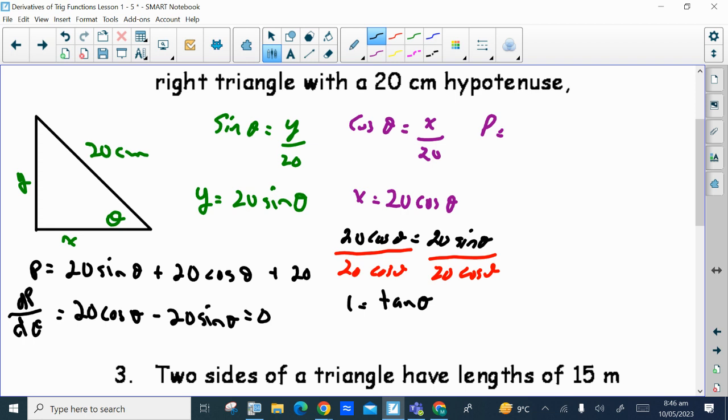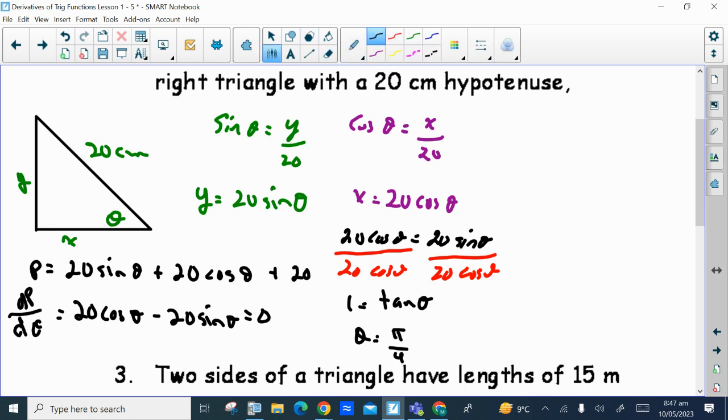Okay, because theta has to be an acute angle, because this is a right triangle, the only place we're going to look at is where the tan of theta equals 1 in the first quadrant. And that'll be at pi on 4 radians. Now, we are told that we want to find the maximum perimeter. So that should occur at theta equals pi on 4.